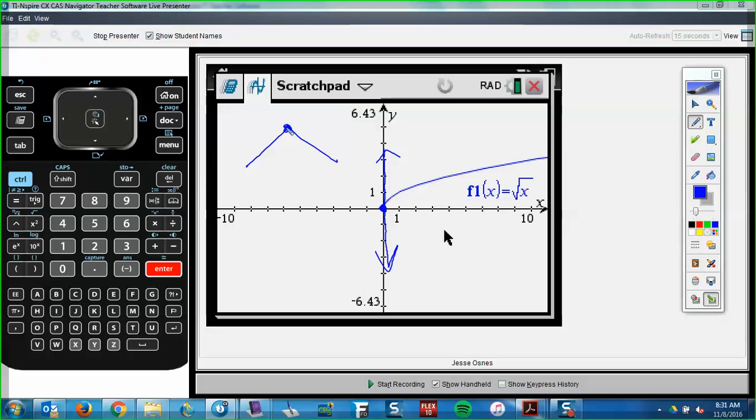So there are 2 places where we're going to say the derivative is undefined: at a sharp point, and here at a vertical tangent, like this. If you have a vertical tangent, of course, there is no slope there. It's undefined.